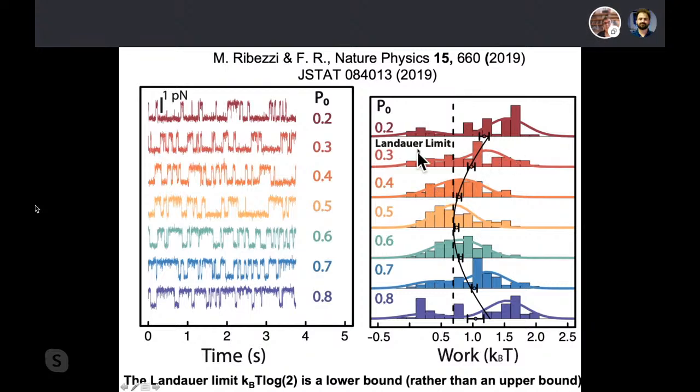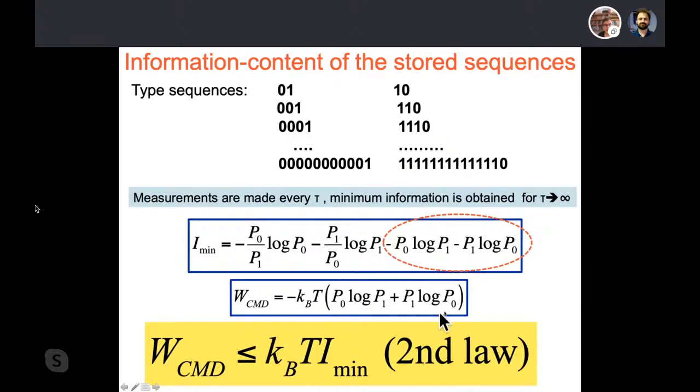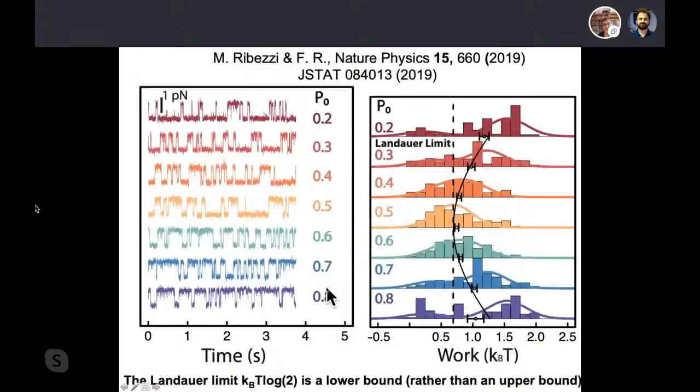There are long tails in these work distributions. This is the Landauer limit. As I told you, the average work is always larger than the Landauer limit of kBT log 2, but of course is lower than the information content. And here, if you look at the average of the distributions, the continuous line is this formula here. So it shows you that experimentally it works.